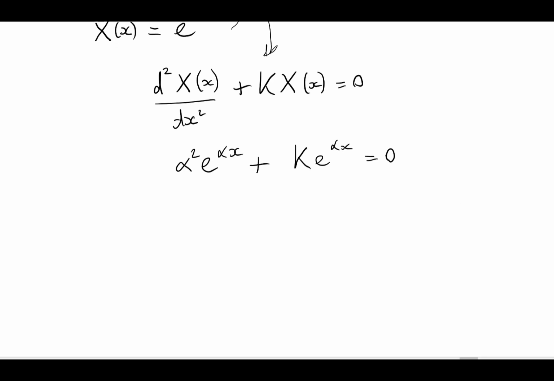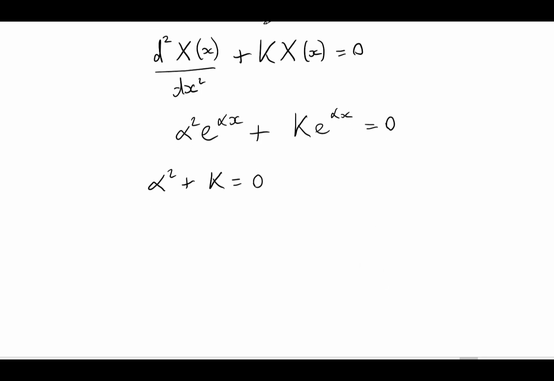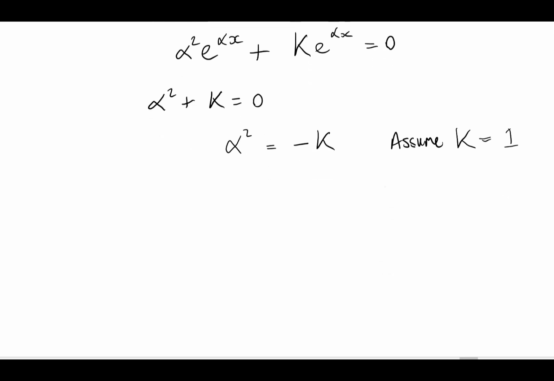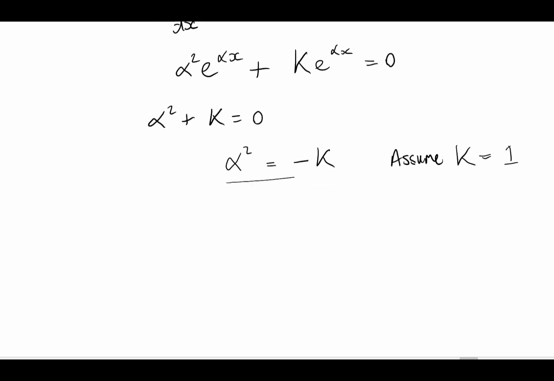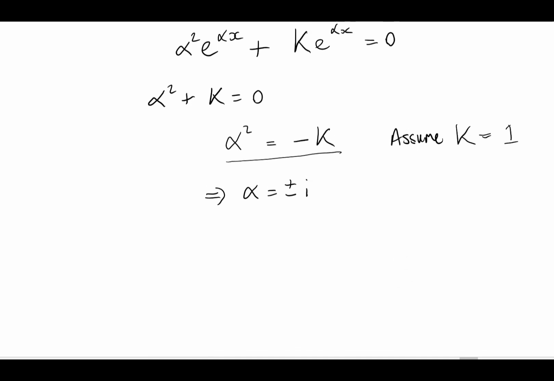And so now we recognize that alpha squared plus k equals 0 is a solution. And this means that alpha squared is equal to minus k. And of course, now what we might do is let's assume that k is equal to 1. Okay, then in that case, what we've got is alpha squared is equal to minus 1. And so alpha in that case would have to be plus or minus i. So we have a new possibility.